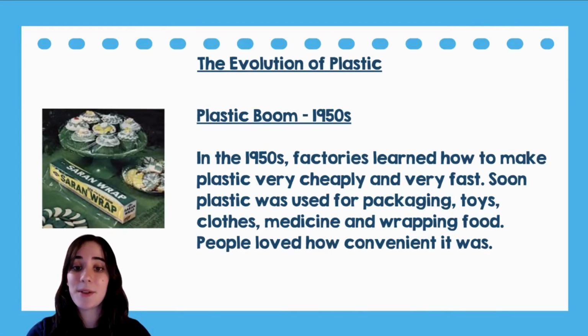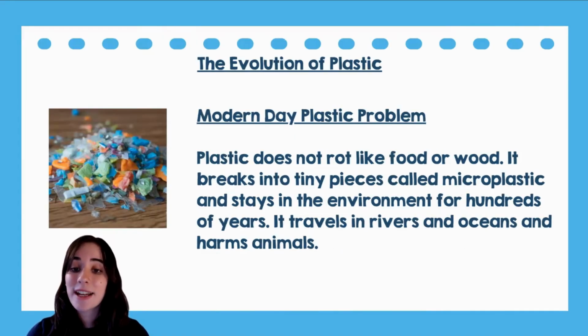And this brings us to today, where we realise that we've created too much plastic waste. As we talked about earlier, plastic breaks down into tiny pieces called microplastics and stays in the environment for hundreds of years. It travels in rivers and oceans, and it harms animals. So, what can we do?